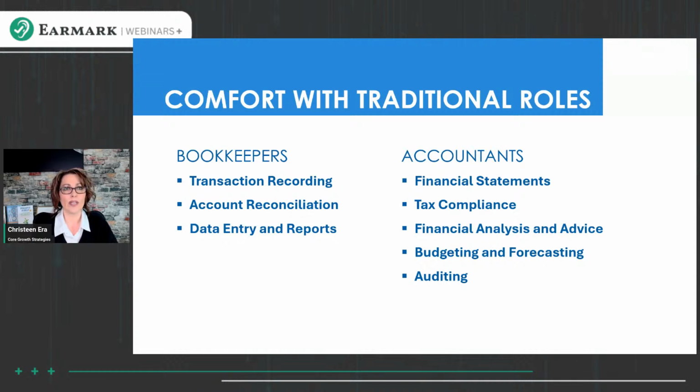So the traditional bookkeeper roles are recording the transactions, the account reconciliations, the data entry, while that accountant traditional role is going to be living in those financial statements, maybe tax compliance, financial analysis and advice, budgeting and forecasting, and auditing, which does have some advisement in there if you're having those conversations. So bookkeepers focus on recording those transactions accurately, while accountants provide the analysis, compliance, and strategic financial strategies. Their expertise in these areas supports the financial health of the business, but you can also offer more.